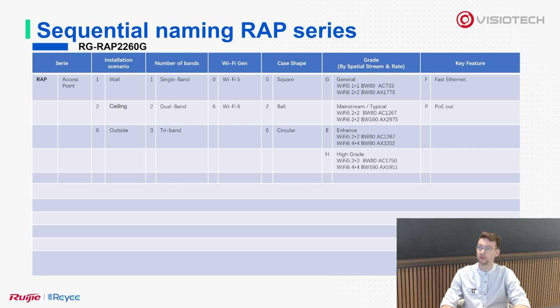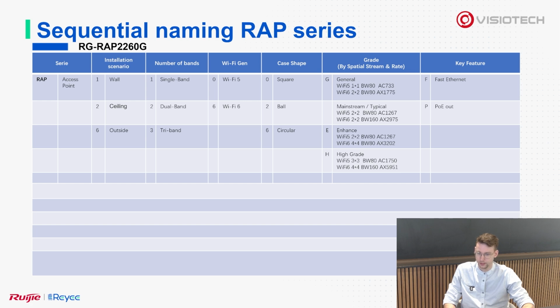As we can see, we have here 4 different types of grades. Basically, it's the general or the mainstream grade, we have the enhanced grade, and we have the high grade. So basically, with those letters, G, E, or H, you can see what type of grade your access point has. And as I said before, the last digit or the last letter of the sequential naming is if it's fast Ethernet, or if our access point has PoE, the option of PoE out, which could be a good option as well if you're looking for that.